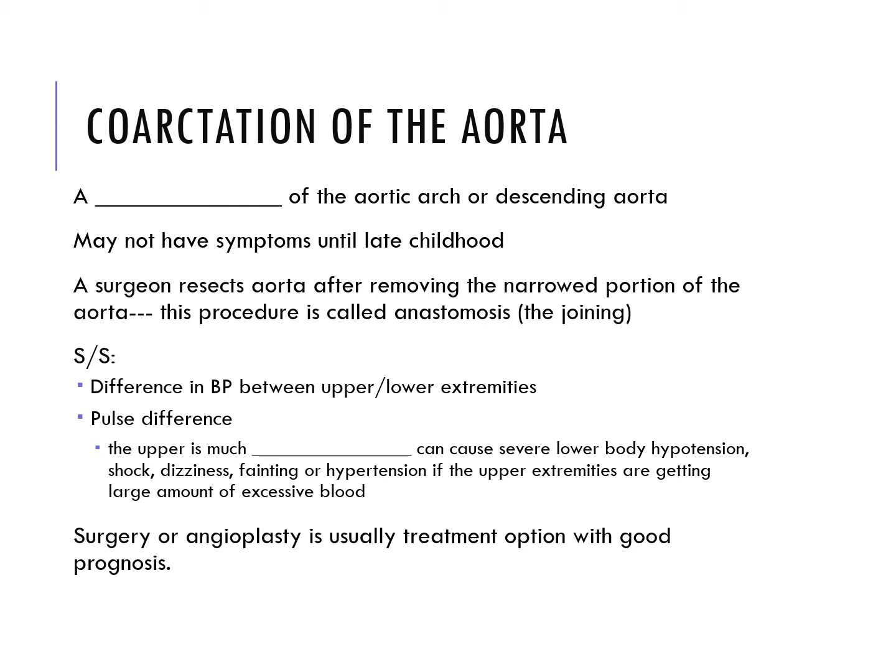So there is hypertension in the upper portion of the body and hypotension in the lower portion of the body. They can become dyspneic because everything is backing up into the lungs. They can develop tachycardia because the heart is trying to work harder to get oxygenated blood. And they become cyanotic because the blood is not getting to the body.